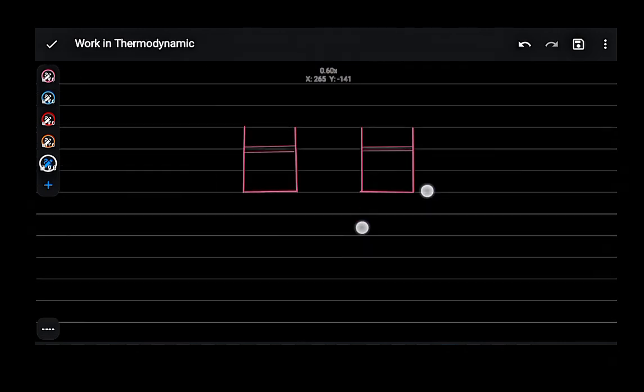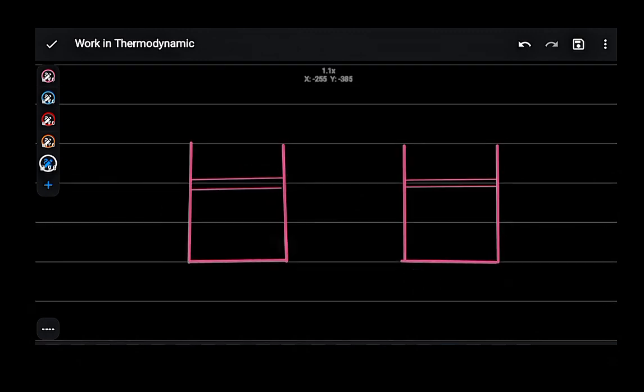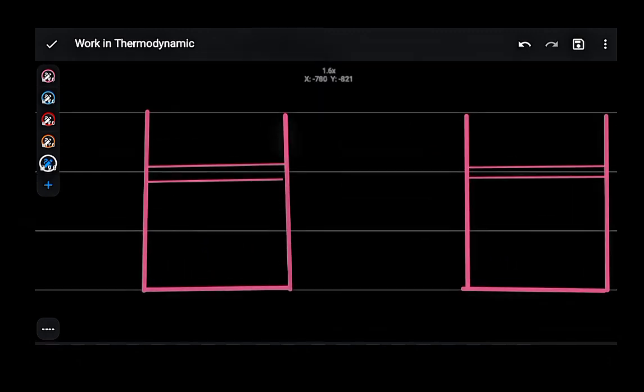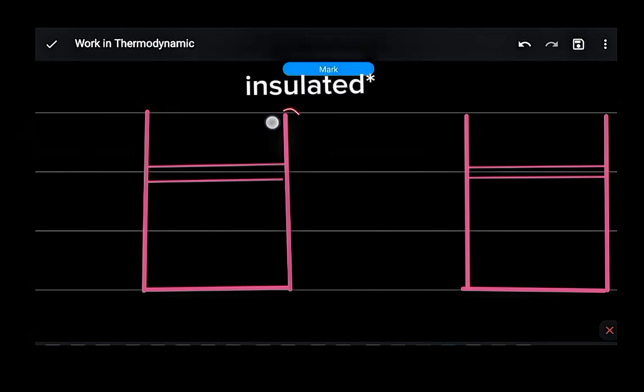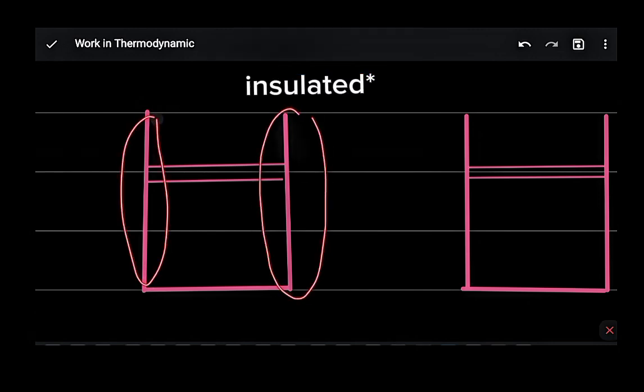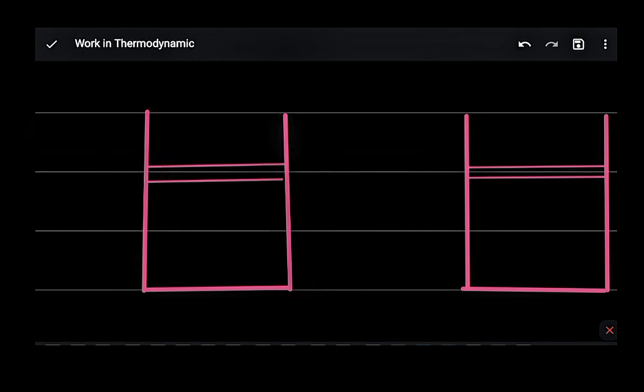For example, here I have a cylinder. These are basically the walls of the cylinder, which are isolated, made from a material which cannot conduct heat. But its base is made up of something which can actually conduct heat. So in simple words, this is basically heat conducting.